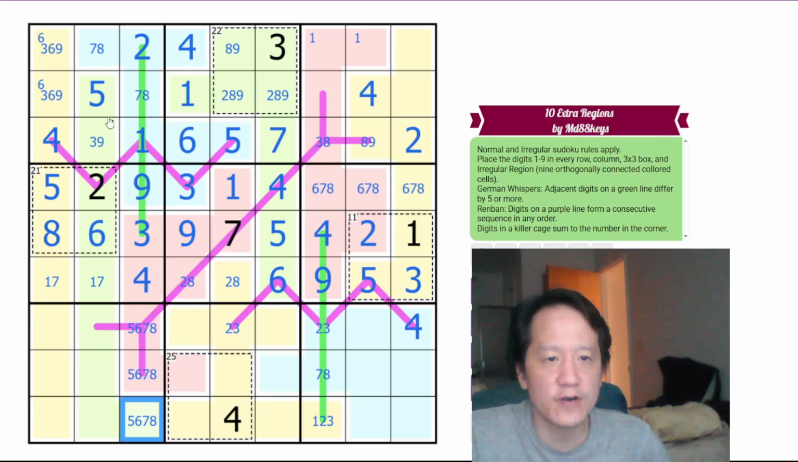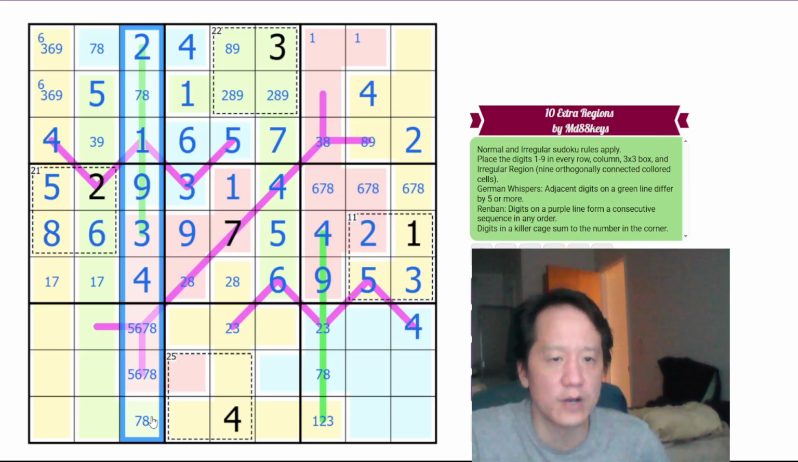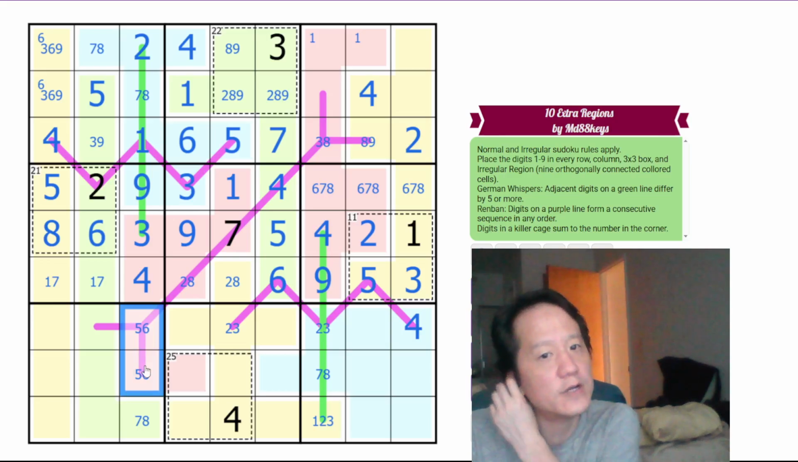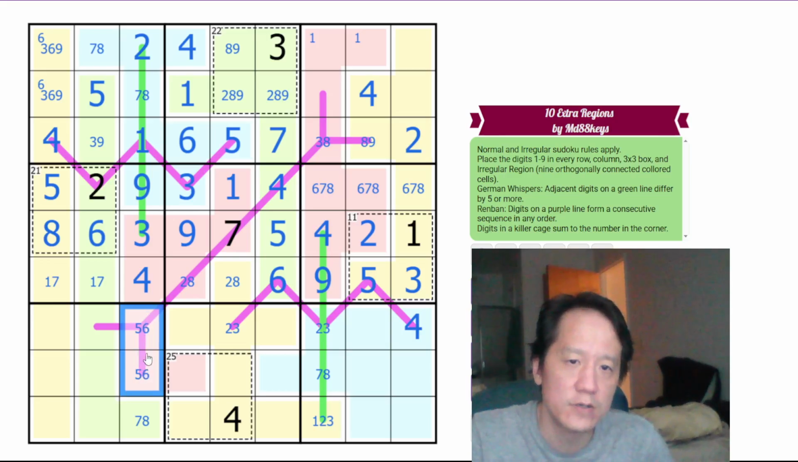This can't be 5 because of the 5 on this region. This can't be 6 because of the 6 on the region. We have a 7, 8, 7, 8 pair in column 3, which eliminates 7 and 8 from the rest of the column. This becomes a 5, 6 pair here.